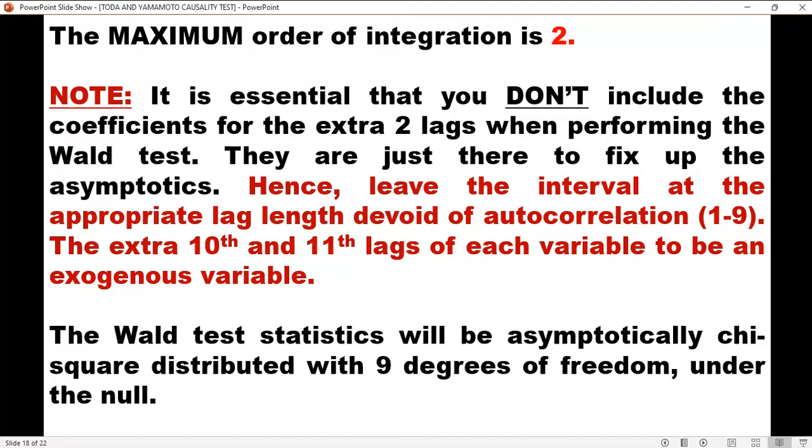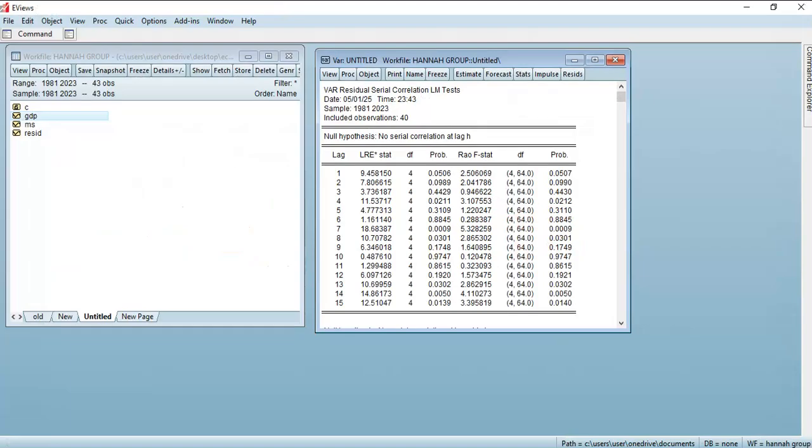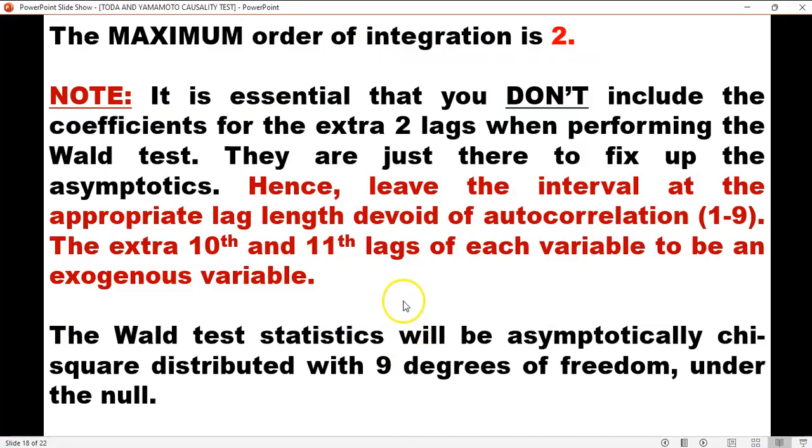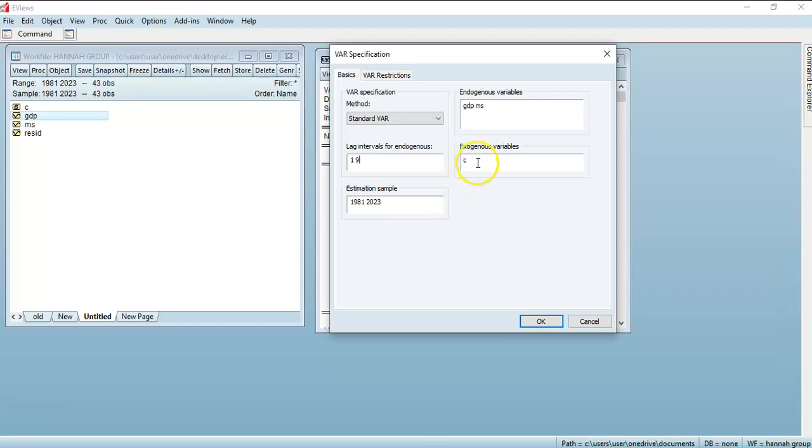Our lag length is 9. Leave it at 1 to 9 like this. Okay, we'll now go to estimate. We leave it at 1 to 9. We change this to leave it at 9. Okay, let's go back to our lesson. 9. And then the extra 10th and 11th lag of each variable go in the exogenous section. Okay, now go to the exogenous section.